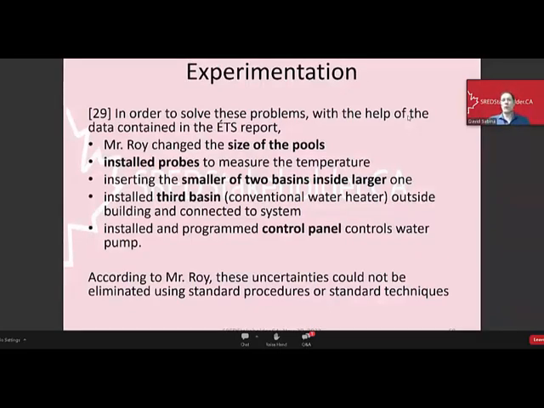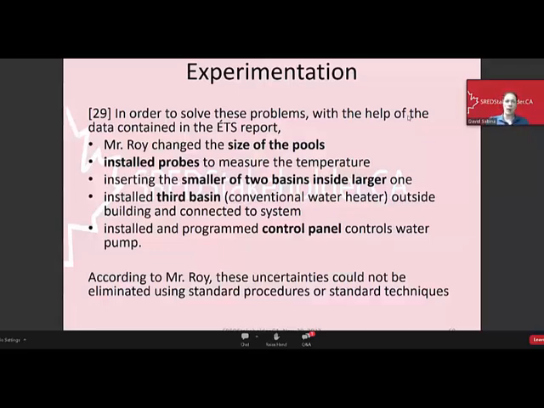So what did he do? Mr. Waugh went in and first he said, well, our experimentations were going to change the size. We built a full-size prototype. We'll change the size of the various pools. We'll install probes to measure. And then what he did is he started changing.